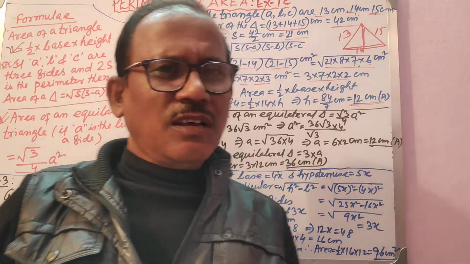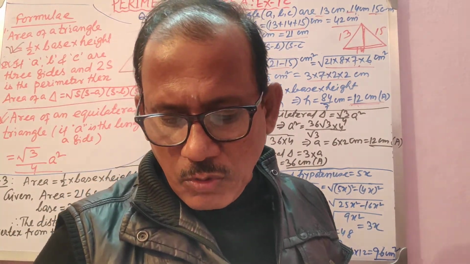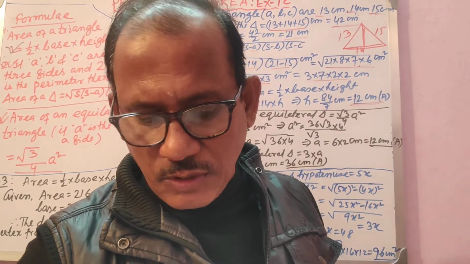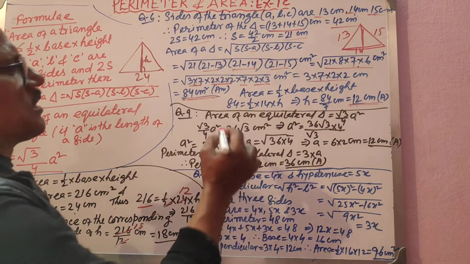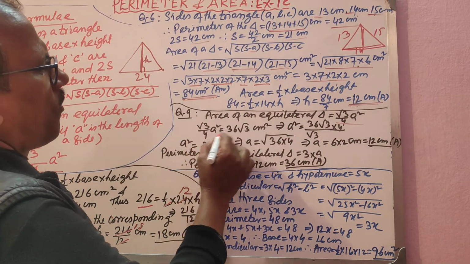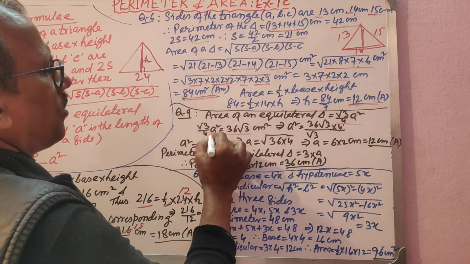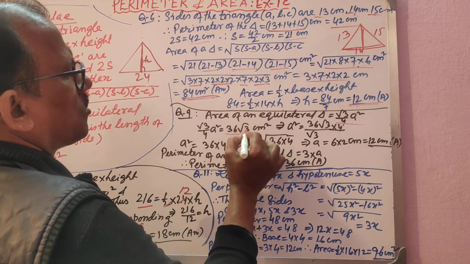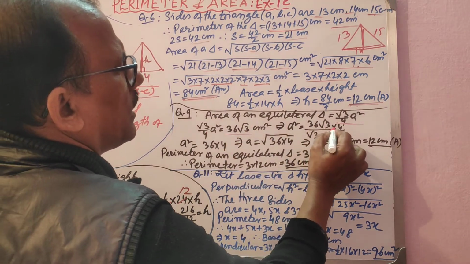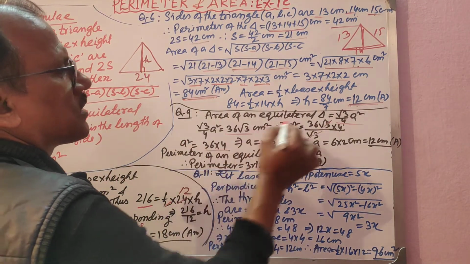Now let us take one sum from the equilateral triangle. I have taken question number 9. If the area of an equilateral triangle is 36 root 3 centimeter square, find the length of the side and its perimeter. It's a very straight sum. The area of the equilateral triangle formula is root 3 by 4 a square. Now root 3 by 4 a square is equal to 36 root 3 centimeter square. So a square will become what? This will go to the other side. So it will become 36 into root 3 into 4 divided by root 3. Root 3 will be cancelled, and then a square will become 36 into 4.